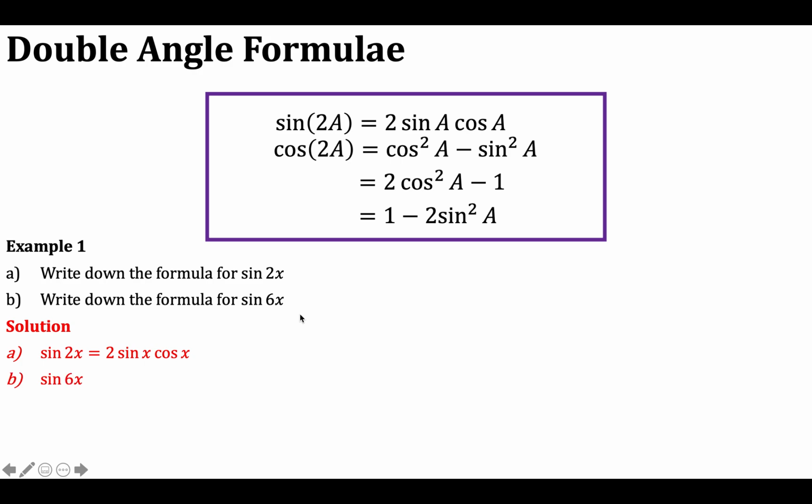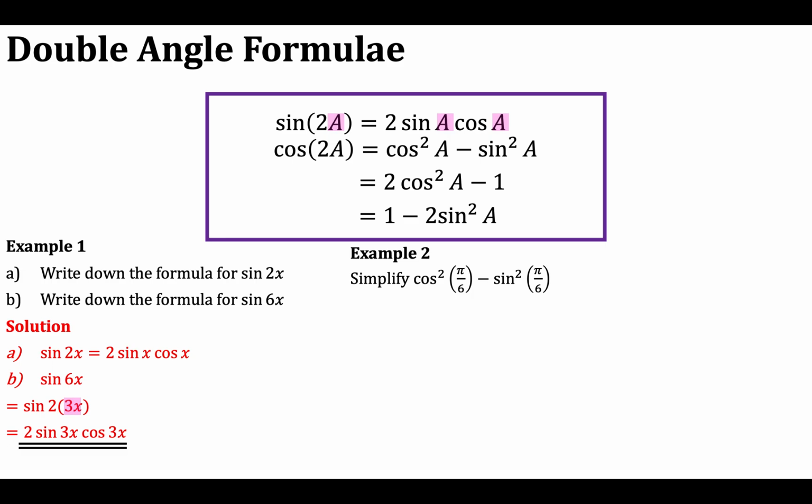The second one though, we've got sine of 6x, and what would be quite useful is to write this as a multiple of 2. So that is sine of 2 times 3x. We can see here that the 3x is equivalent to our A here, it's equal to our A. And we can see in our expansion we've got 2 sine A cos A, so wherever there's an A, we're going to put 3x. So that gives us 2 sine 3x cos 3x. And that's our final answer.